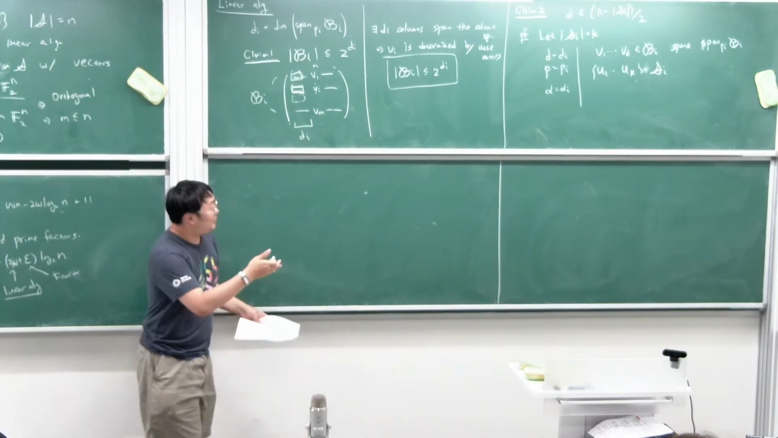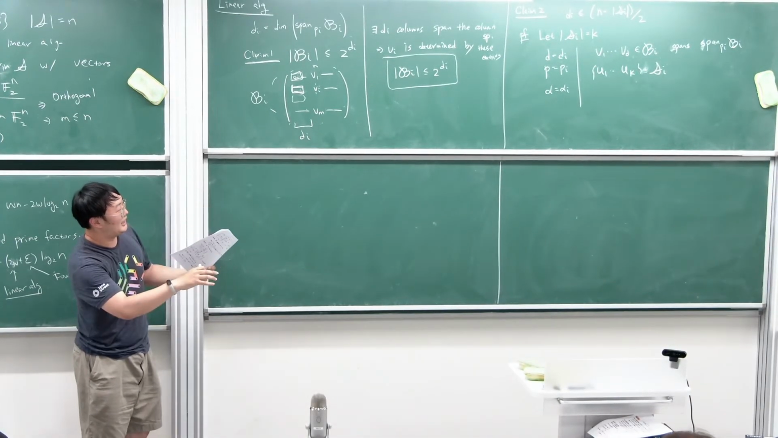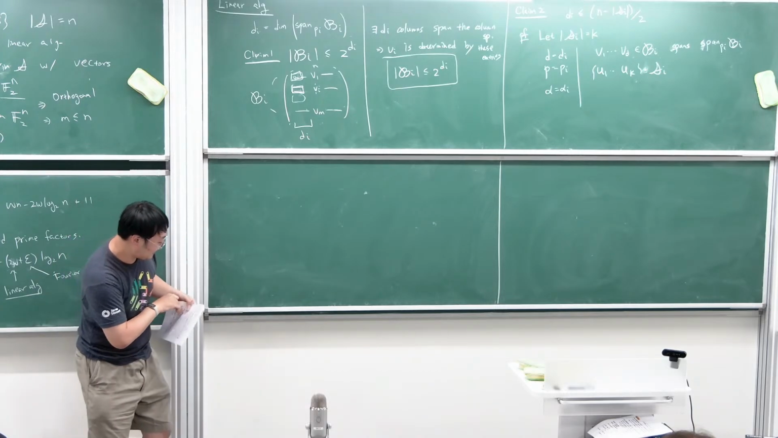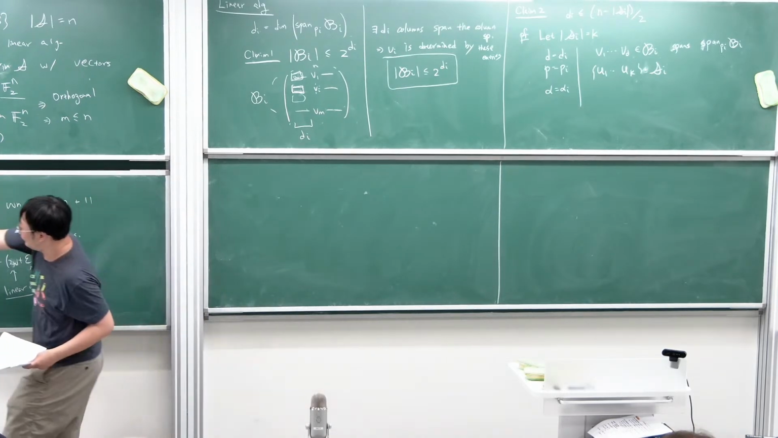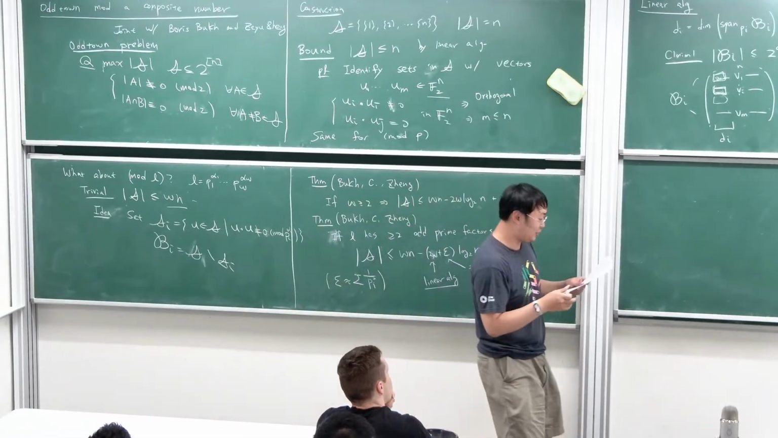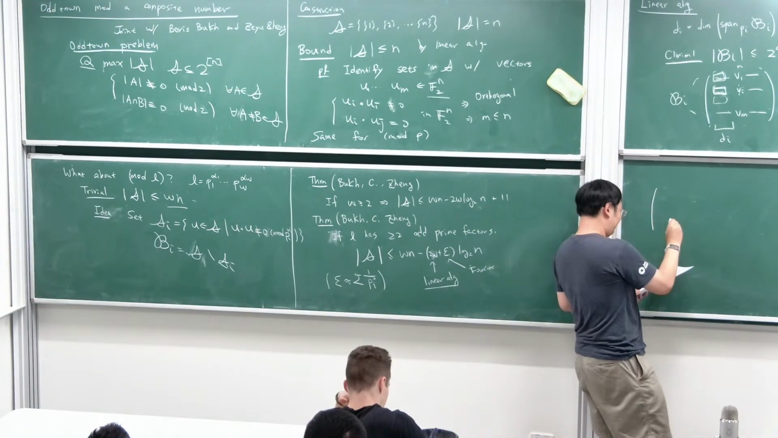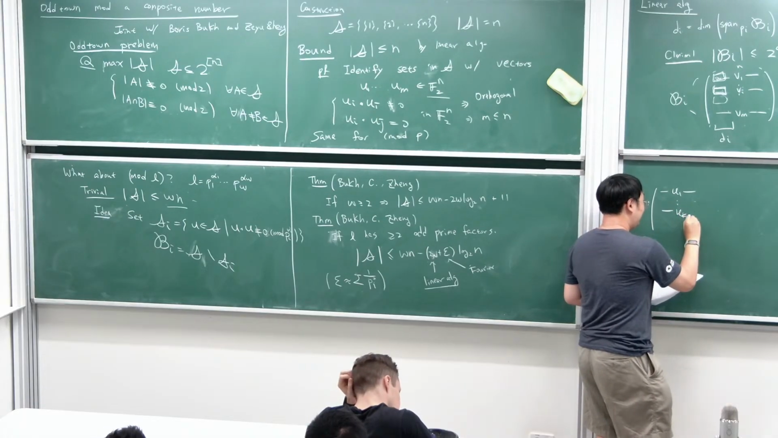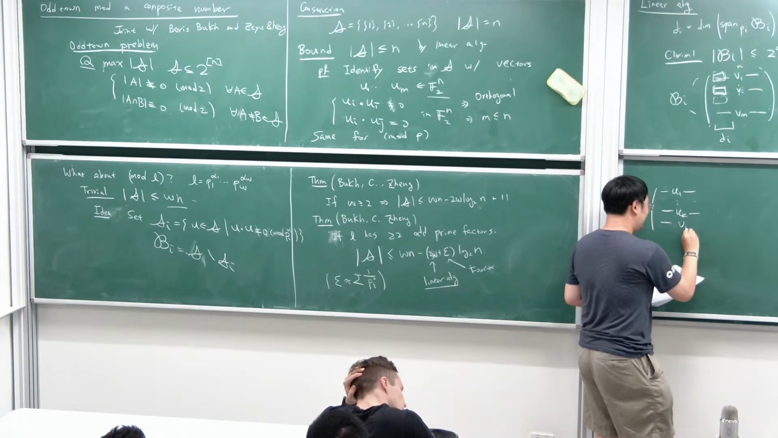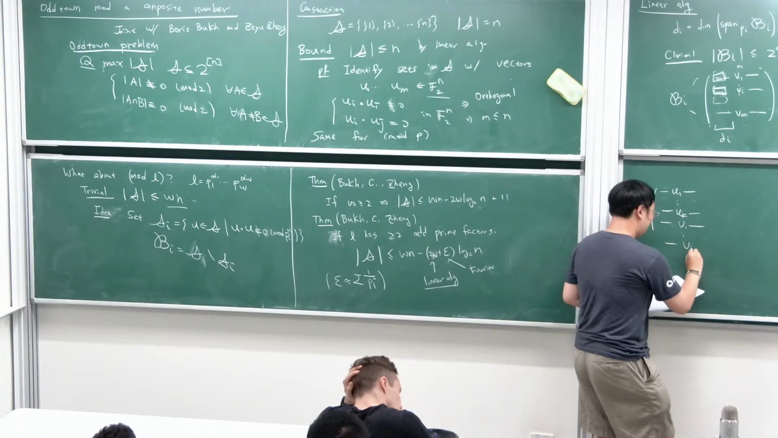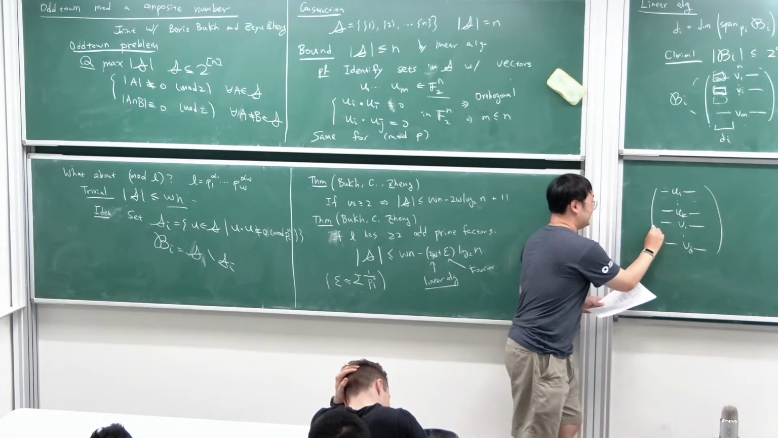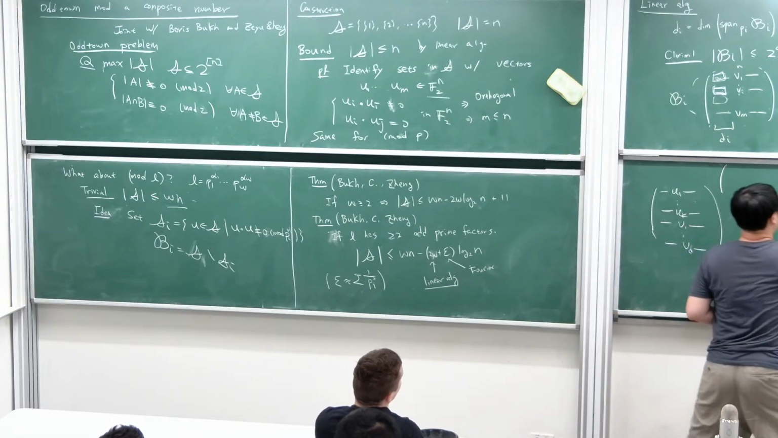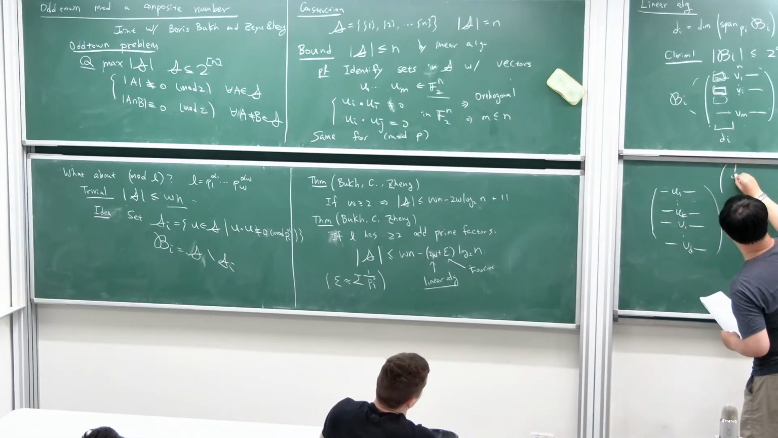Okay, so let's first rewrite these conditions in terms of the inner product. So I have these vectors u1 to uk, and these vectors v1 all the way to vd. So this part is my A, this part is my B, and I can talk about the inner product between these vectors with themselves.